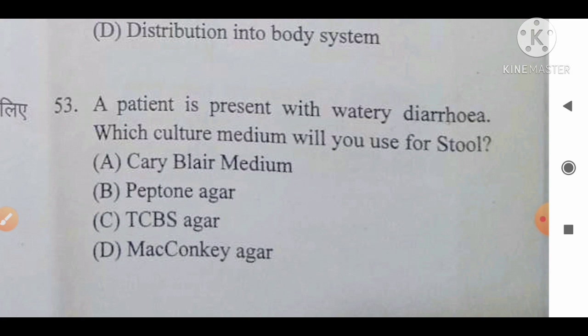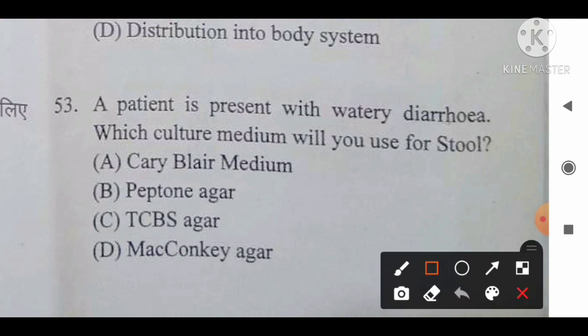Fact about all these four options: Carry-Blair medium and Peptone agar are transport media, whereas TCBS agar is a selective and differential media, highly selective for Vibrio cholerae that causes watery diarrhea, and MacConkey agar is a differential media used to differentiate lactose fermenting and lactose non-fermenting microorganisms. So from the given information we can say TCBS agar should be used for such patients. So option C will be the correct answer for this question.